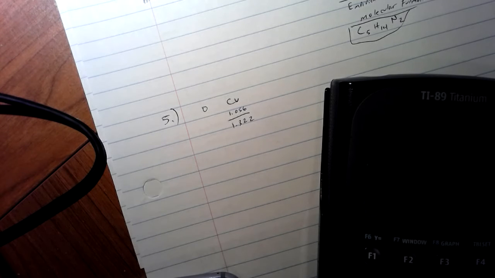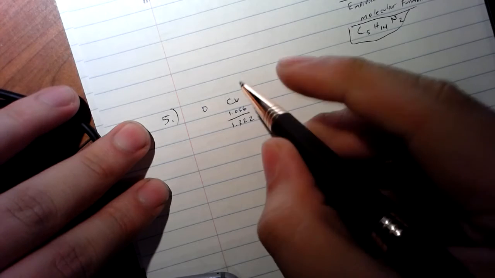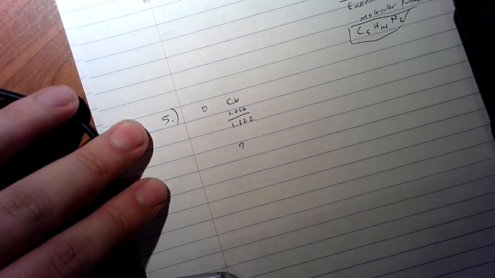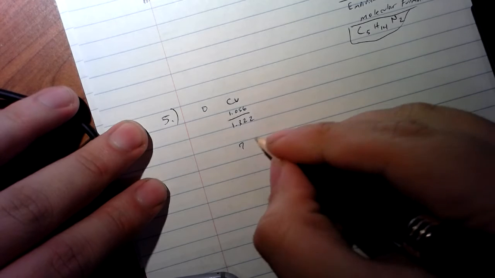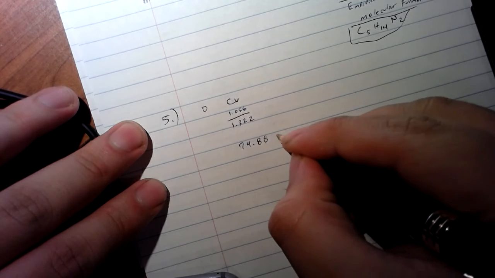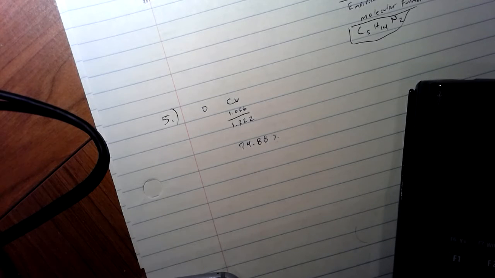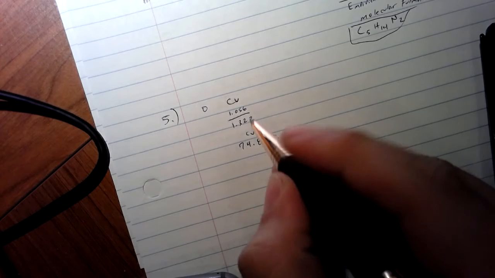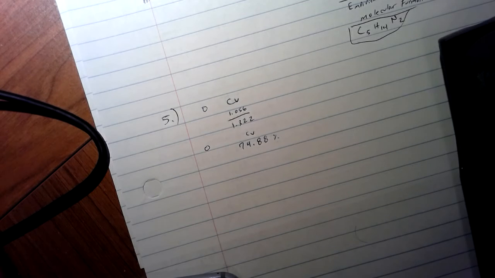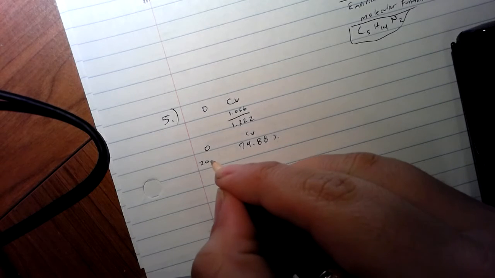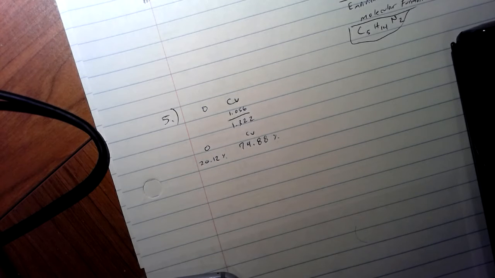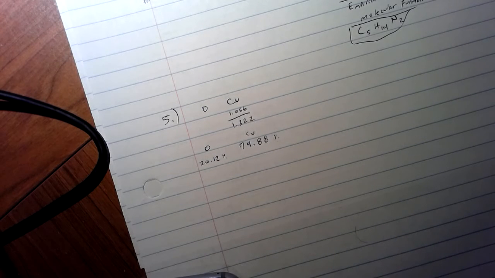So 1.056 divided by 1.322. So this is telling me that 79.88% is from copper. So if that's from copper, then we have to do 100 minus that number to get our percentage of oxygen. So this is the percentage for copper. The percentage for oxygen is 20.12%. Alright, so we got that.